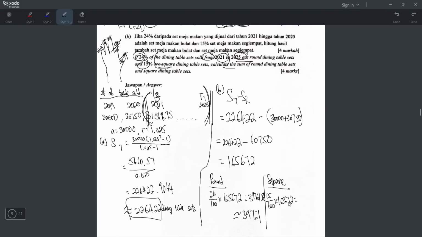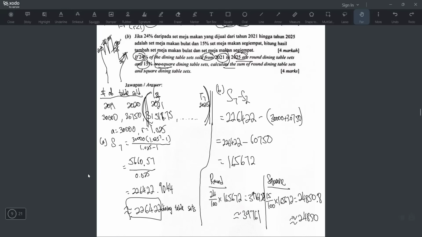Okay, this one also same. 0.15 times 165672. I got 24850.8. But do you think we count the 0.8? No. It's just 24850. Because the extra 0.8, we don't count it as 1 unit. So we don't count that.